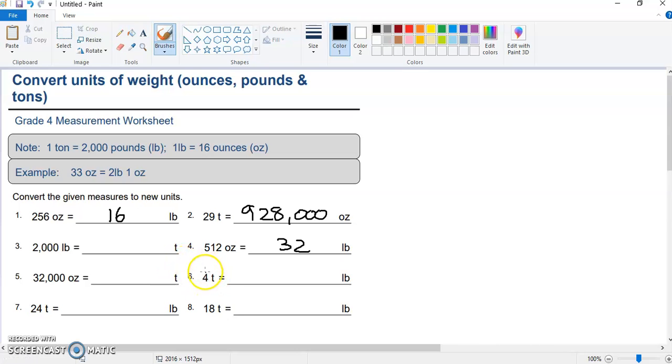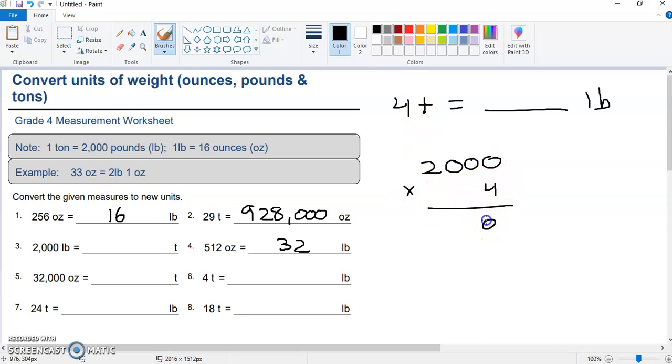So like number 6. 4 tons equals how many pounds? Well, there's 2,000 pounds per ton. So you have 2,000 pounds and there's 4 of those tons. That's 0, 0, 0, and 8. So that's 8,000 pounds. So this will be 8,000. So if you were going to convert that to ounces, you'd multiply that times 16.